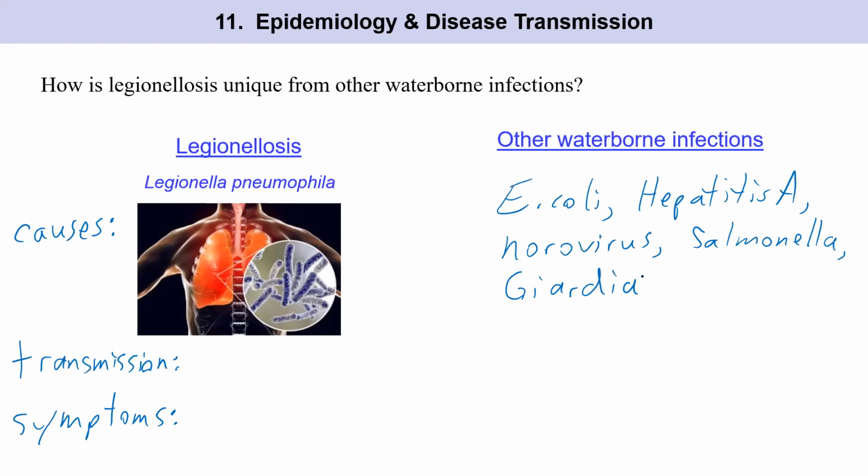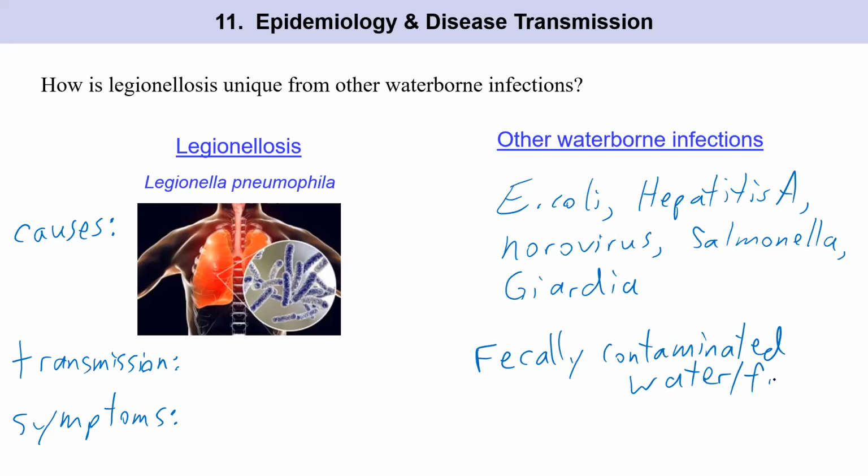And so usually the case in most waterborne infections is obviously water, but we're talking about fecally contaminated water. So we can put that down as our transmission route. So fecally contaminated water, or food, I guess, really the same idea. So we'll put that water/food.